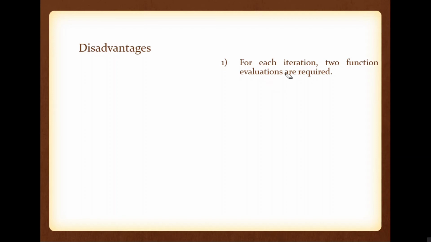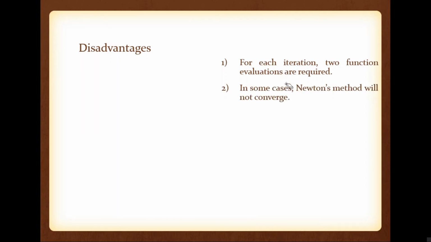For each iteration, we have to calculate two functions. In the previous method, we calculated only one function, but here we have to calculate one more function. That is, we have to find f dash of x. Then only we can substitute xn into f dash of xn. Okay. So this is the main disadvantage of Newton's method. One more function we have to evaluate, meaning we have to evaluate two functions.